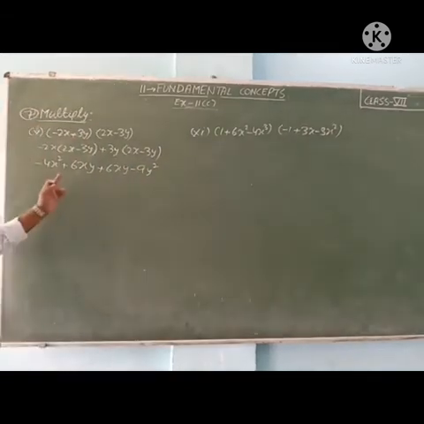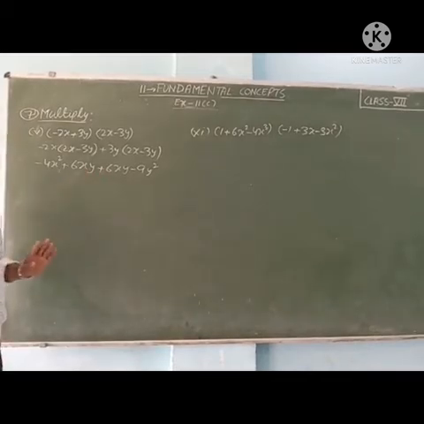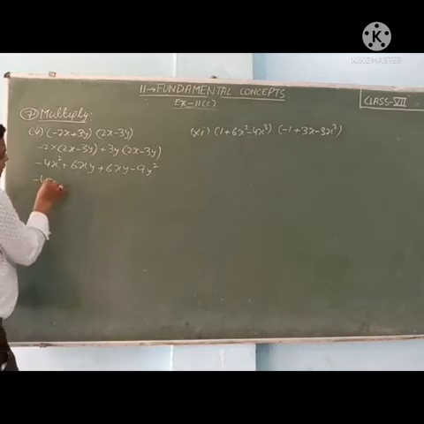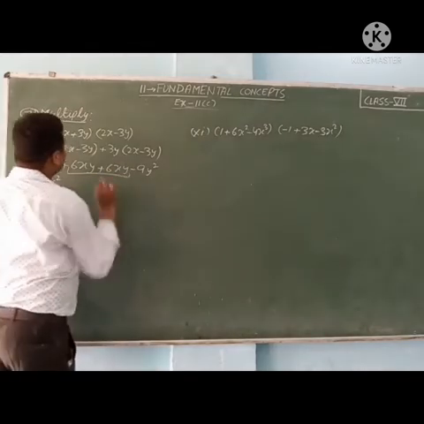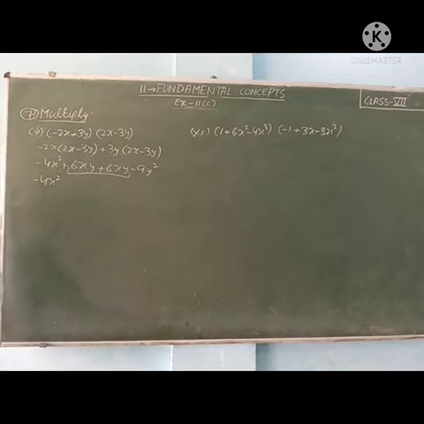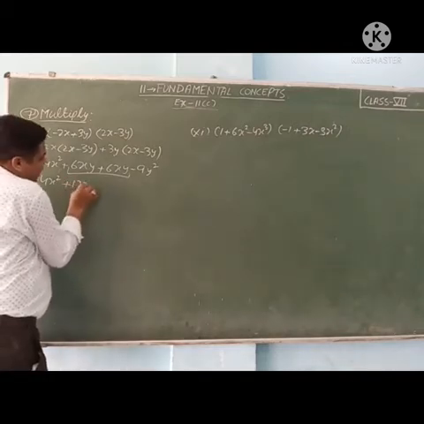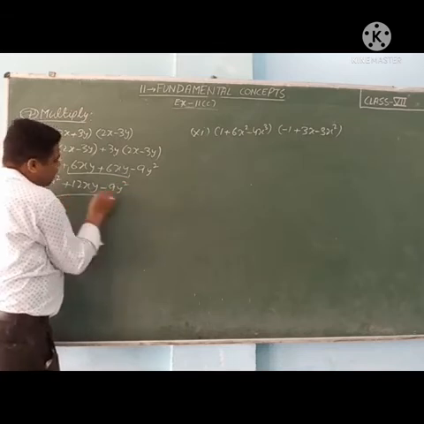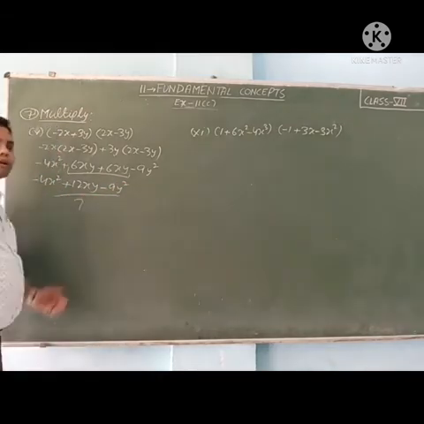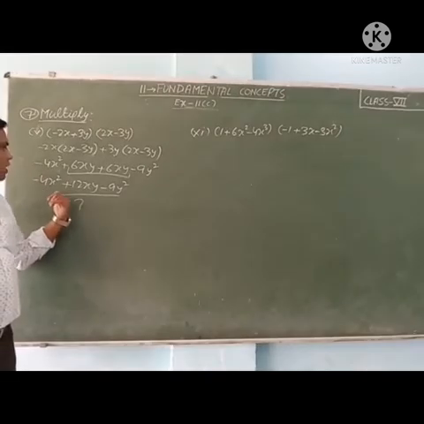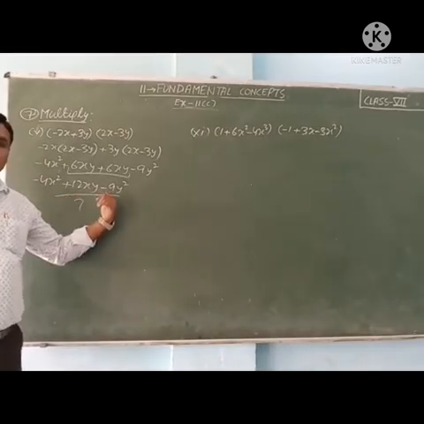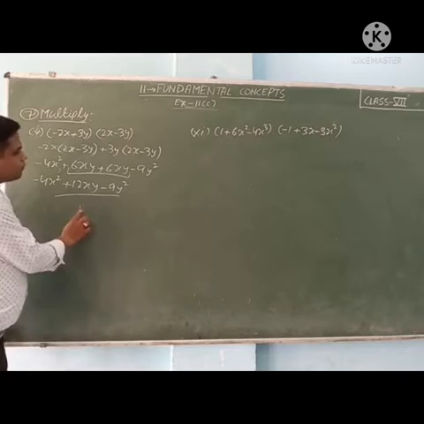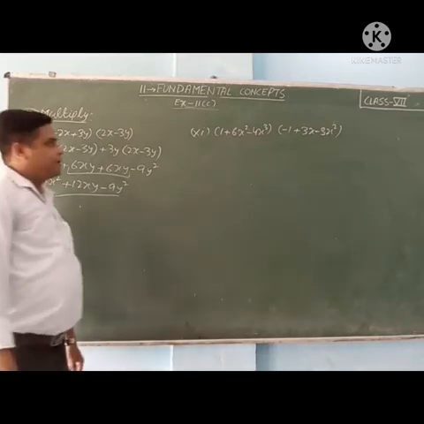So you can see plus 6xy, this also positive 6xy, we cannot cut. So minus 4x square plus 6xy and plus 6xy, it will come plus 12xy, then minus 9y square. So after this we cannot solve further. So the answer is minus 4x square plus 12xy minus 9y square. Then move to the 11th.